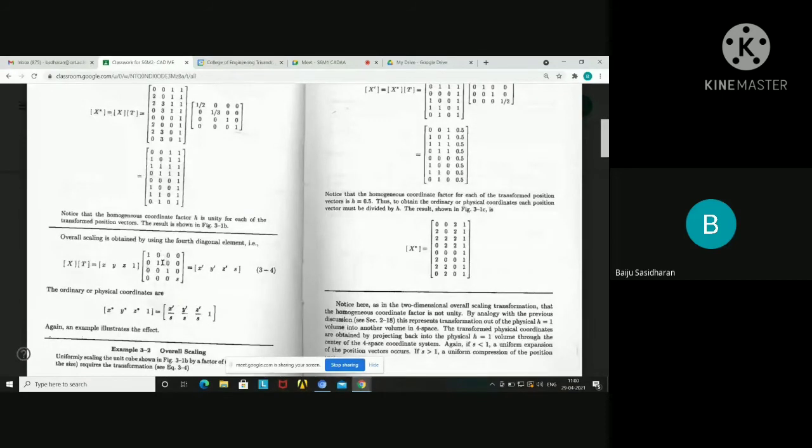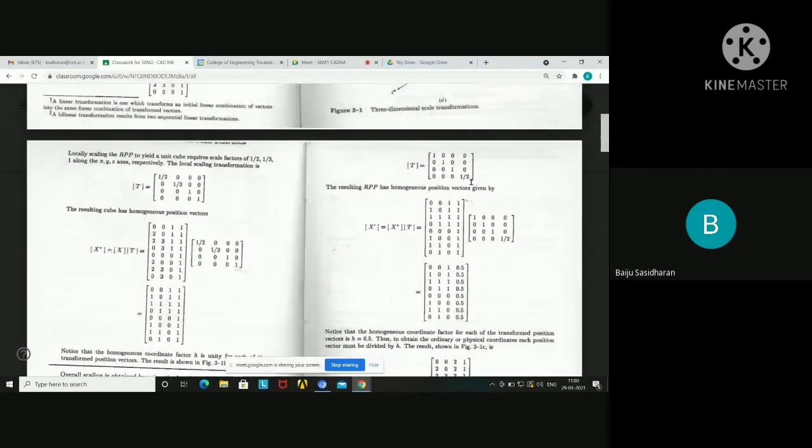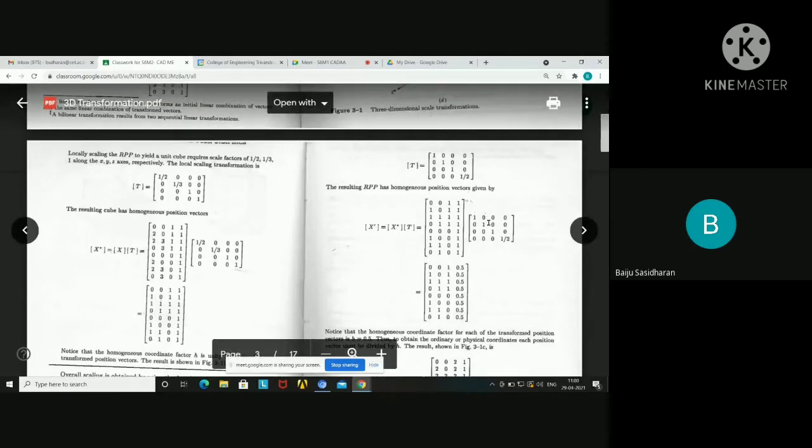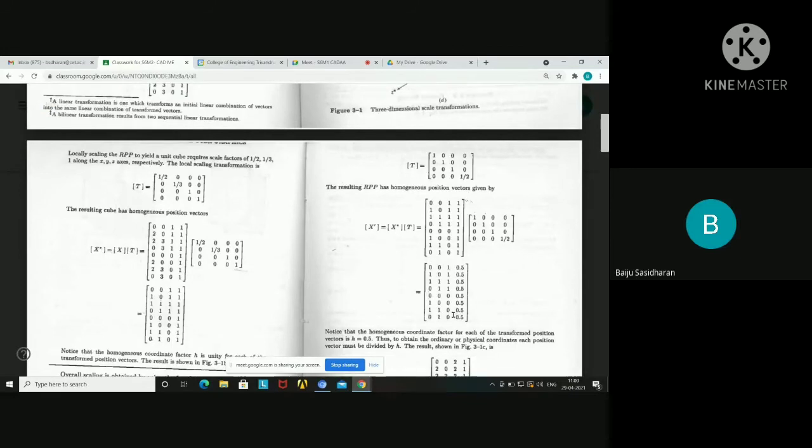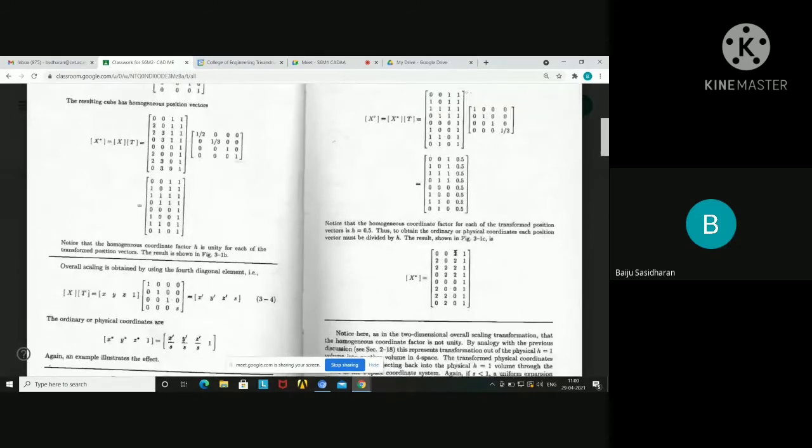So this matrix is for overall scaling. See here 1, 1, 1, but this value is greater than 1. That is, this matrix is representing overall scaling. Okay, that is multiplied with this 2, and you will get this value, and for this value you have to divide the entire value by 0.5. Okay, then you will get these first 3 columns. This one, this one, this one. The first 3 columns represent the actual coordinates of the transformed object after overall scaling.